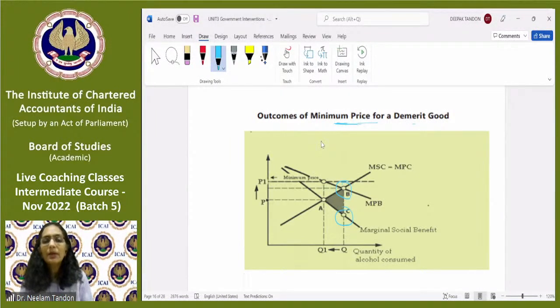What's happening here? Marginal private benefit is this, is it visible or shall I change the color? Marginal private benefit is greater than marginal social benefit. So who is bearing the cost here? This BC is what? I'll change the color.